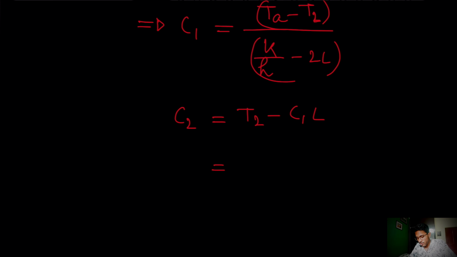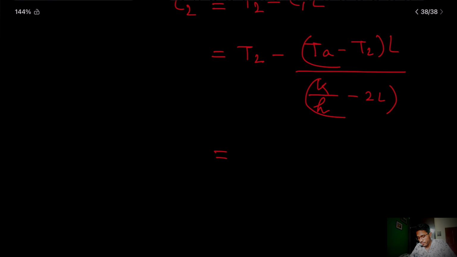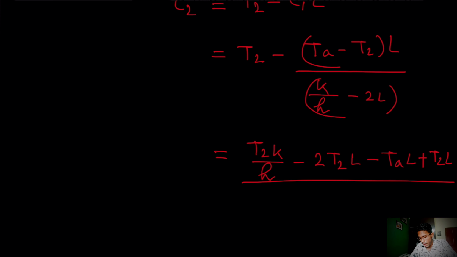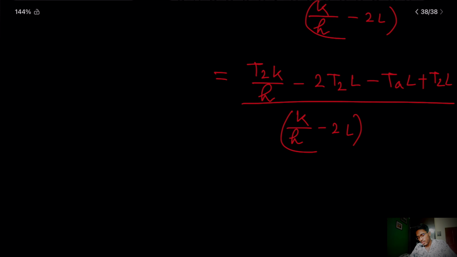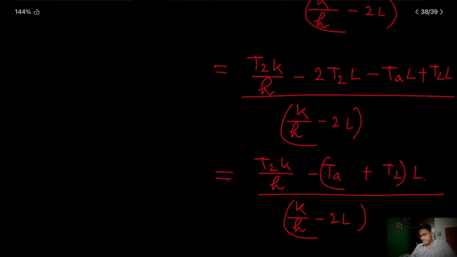So that is equal to T2 minus (Ta minus T2) into L by (k by h minus 2L), right? So T2 into k by h minus 2 into T2 into L, minus Ta into L plus T2 into L, by k by h minus 2L. So here T2 into k by h minus Ta into L minus T2 into L. So I can take the L common here. Okay, so k by h minus 2L, right? So this is the c2, and by plugging in this c1 and c2 you can get the temperature distribution.